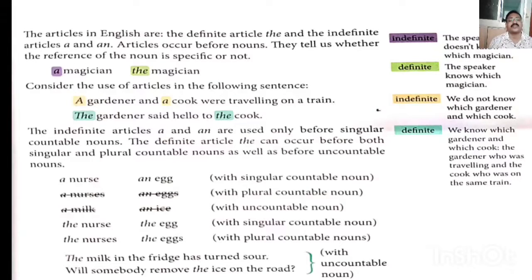As well as when we use it for an uncountable noun like milk, the is used there. And ice is also uncountable because we cannot count ice. So, the milk in the fridge has turned sour. Will somebody remove the ice on the road? Here milk and ice are both uncountable nouns. In that case you have to use the there.